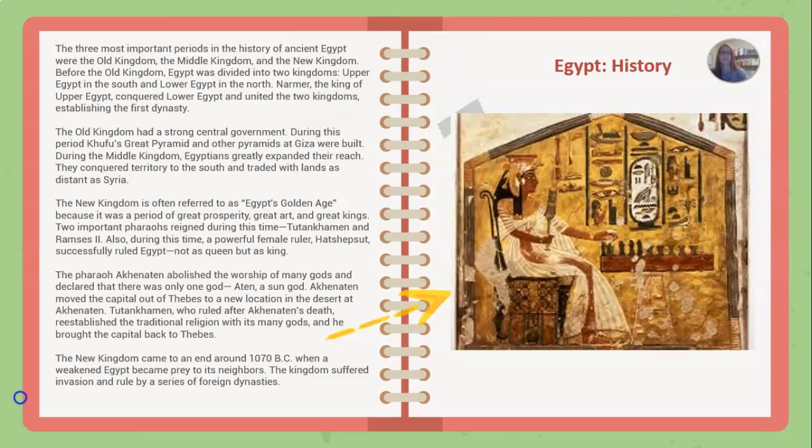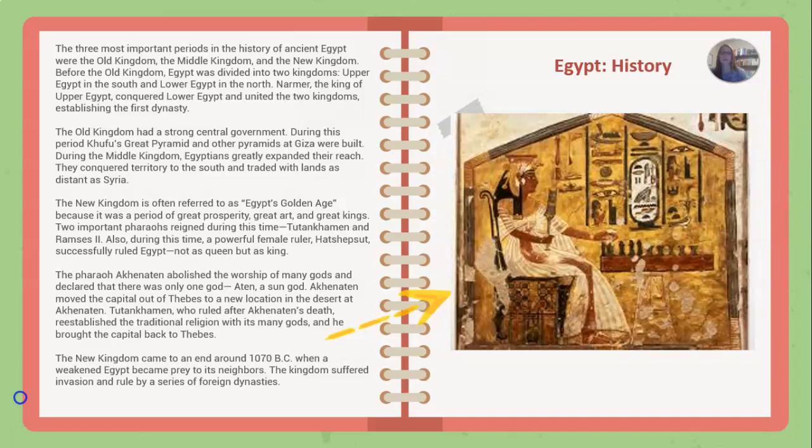The New Kingdom is often referred to as Egypt's Golden Age because it was a period of great prosperity, great art, and great kings. Two important pharaohs reigned during this time, Tutankhamun and Ramses II. Also during this time, a powerful female ruler, Hatshepsut, successfully ruled Egypt, not as queen but as king.